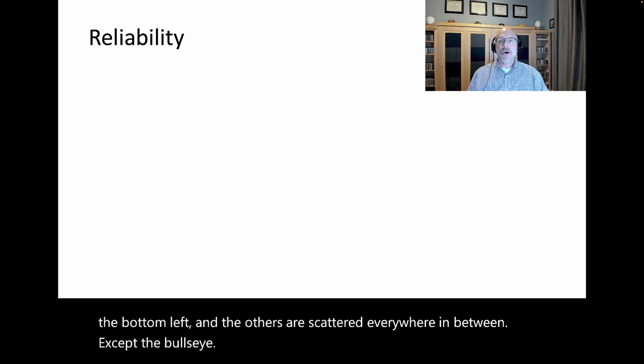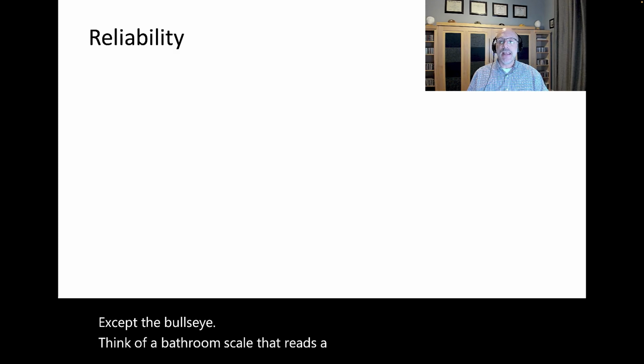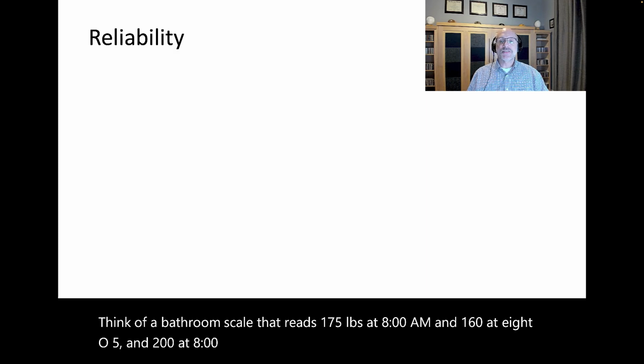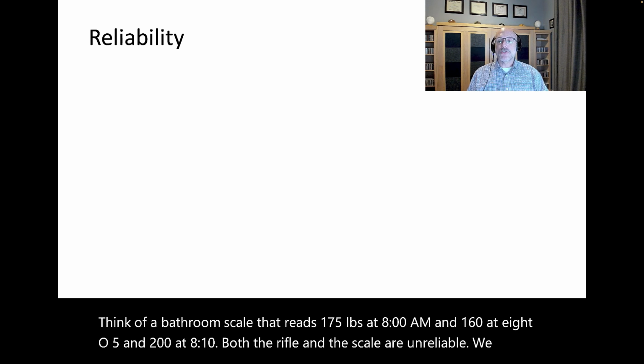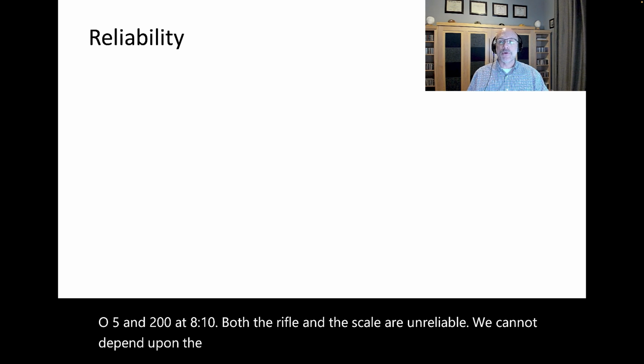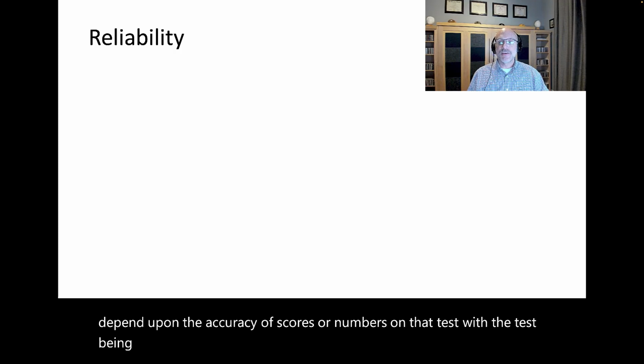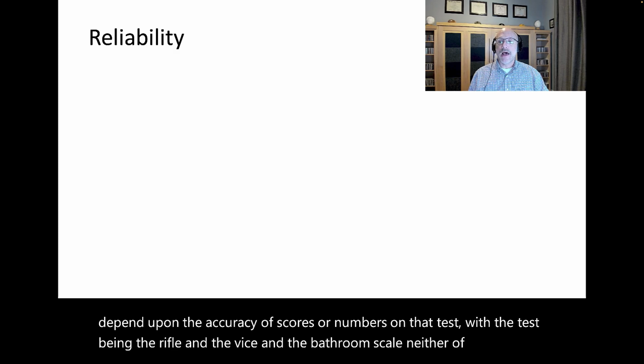Think of a bathroom scale that reads 175 pounds at 8 a.m. and 160 at 8:05 and 200 at 8:10. Both the rifle and the scale are unreliable. We cannot depend upon the accuracy of scores or numbers on that test, with the test being the rifle in the vise and the bathroom scale, neither of which are consistent or reliable.